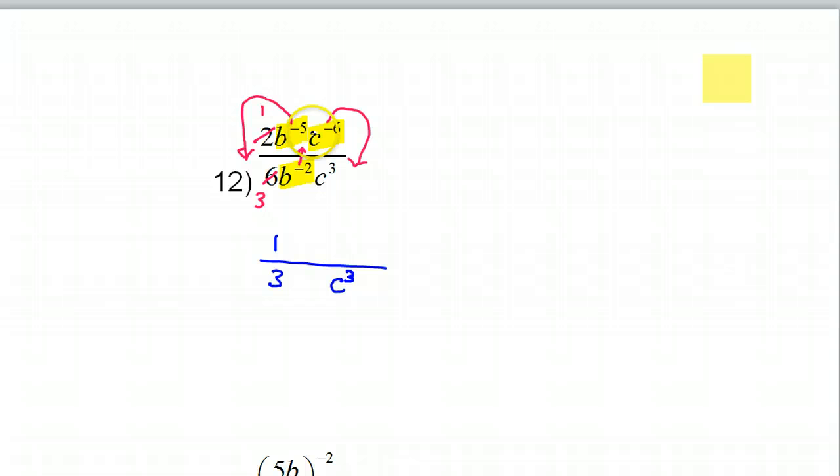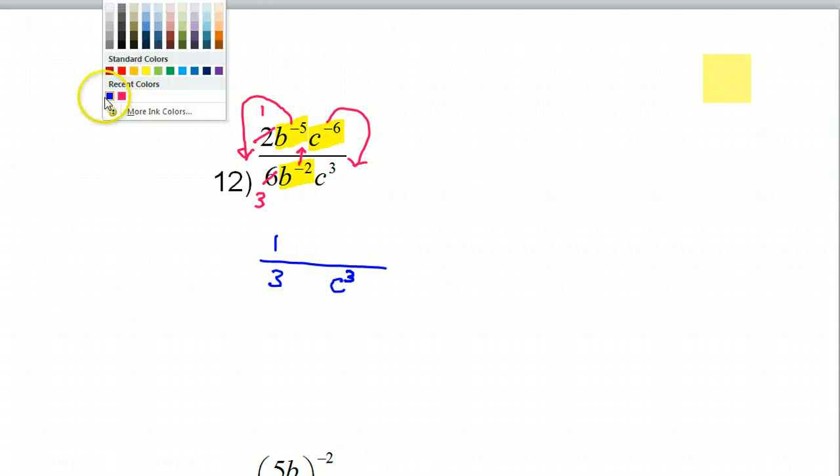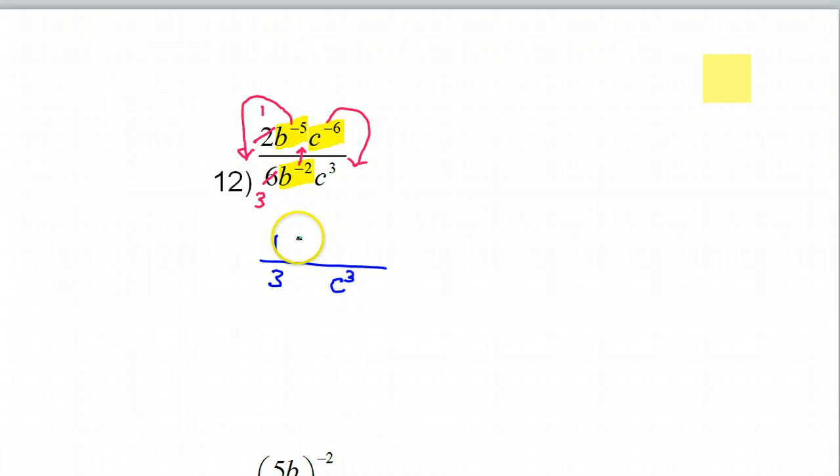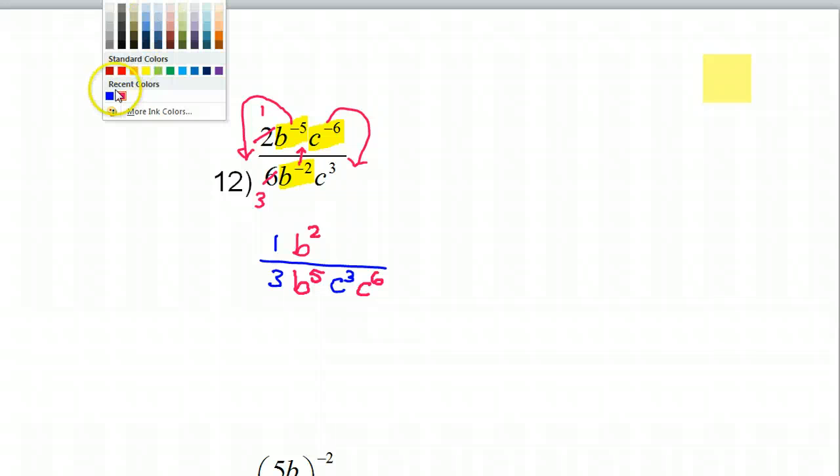Okay, this went up, so I'm going to have b to the 2nd power now in the top. These 2 move down, so b to the 5th power, I'm going to have that down here, and c to the 6th power, I'm going to have down here. You know, once we move them, the exponents are then positive. Otherwise, I'd have to move them again and again and again. So now let's just clean this up, and that should be our final answer.